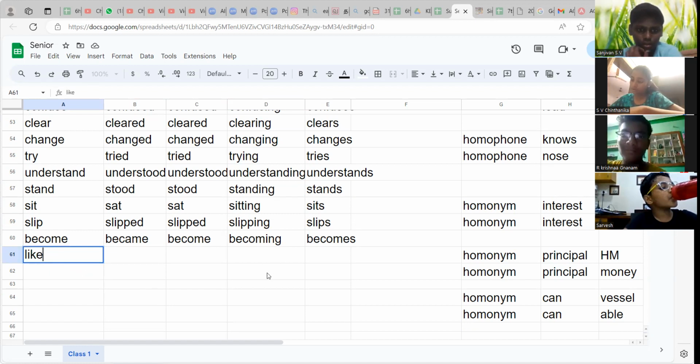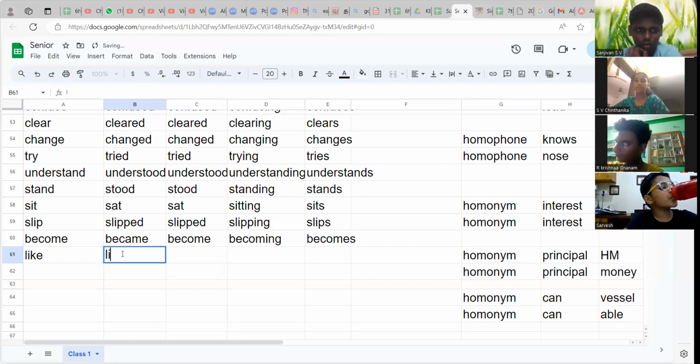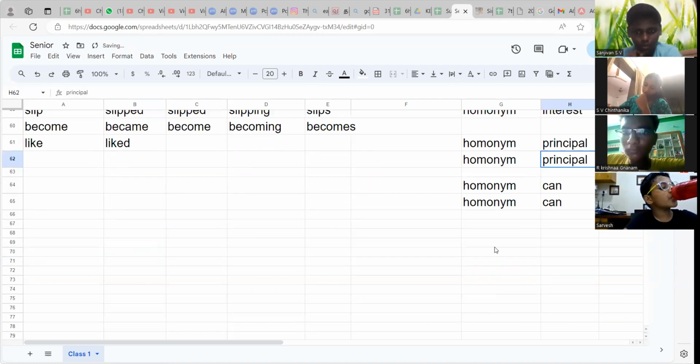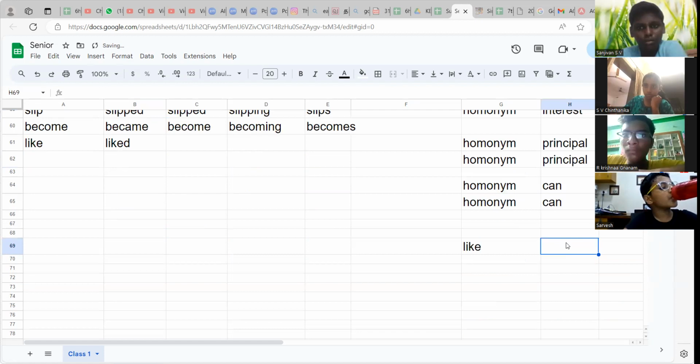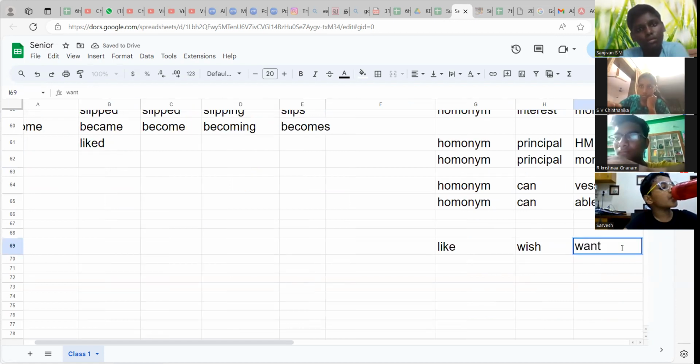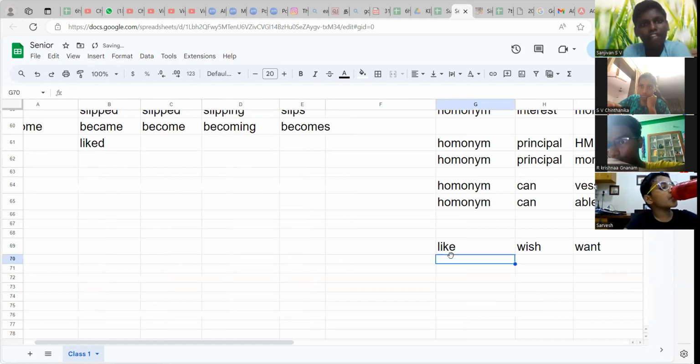Yes. Like, look at the big word. Like is a big word. Why is it a big word? It's not a simple word. Look at this. Like is wish. So I like it, you like it. Wish, want, right? But there is one more meaning, Sanjeevan. What is the other meaning of like? Favorite.